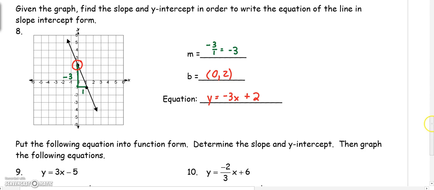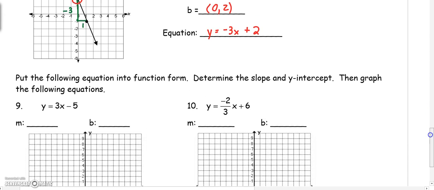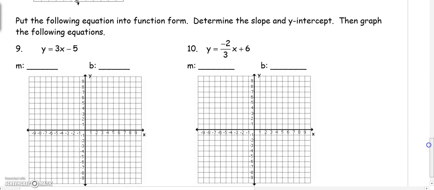So let's look at if I'm given an equation making the graph without the use of a table. So put the equation in function form, determine the slope and y-intercept, then graph. When I look at number 9, it's already in function form because it's a y equals equation. So I'm just going to look at my slope. My slope is the number in front of the x, so it's 3. My y-intercept is the number by itself, 0, -5.